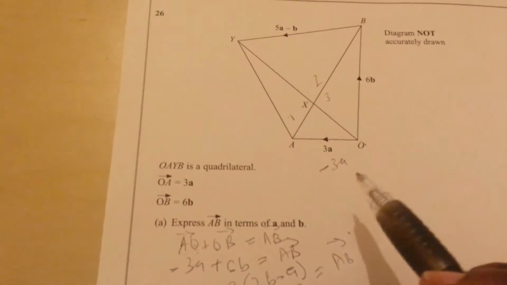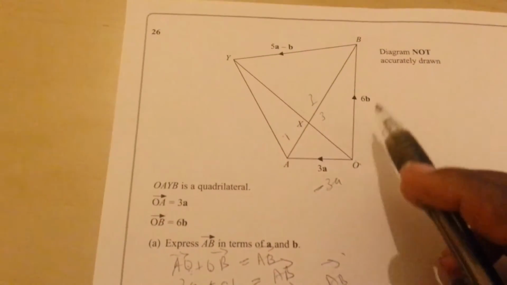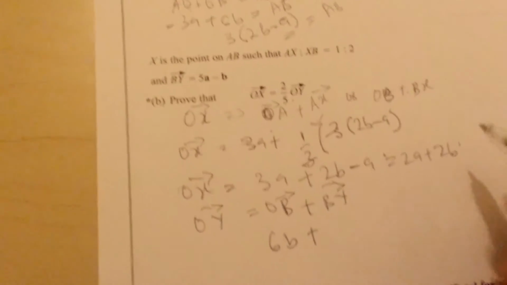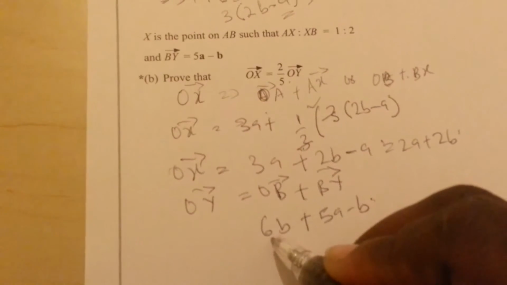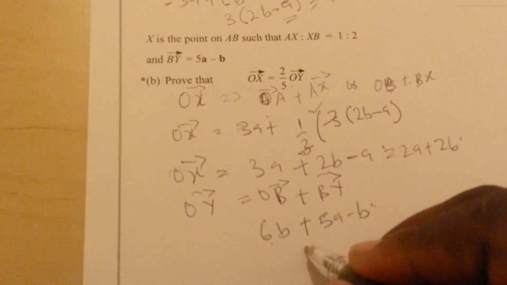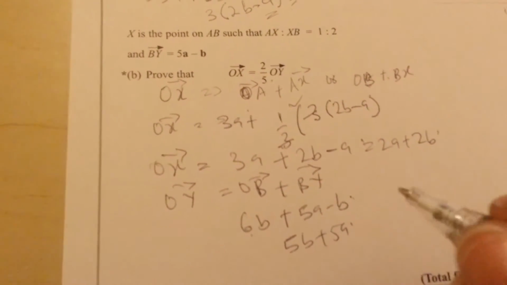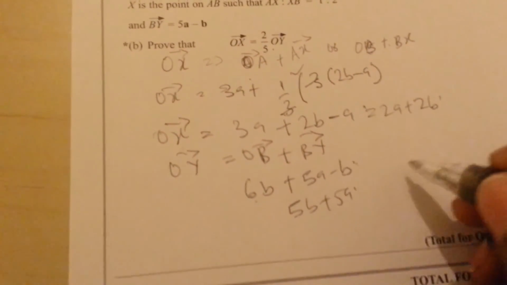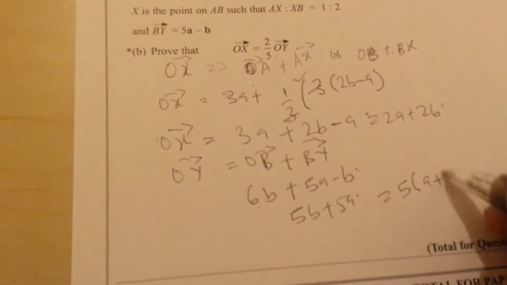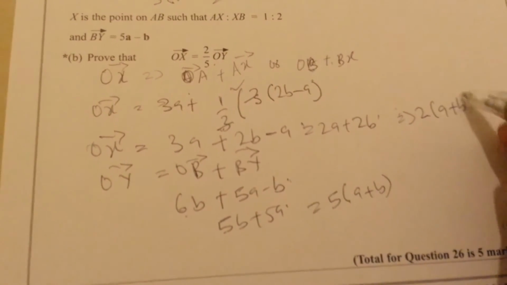Now OB we're given to be 6B. Okay, then our BY we're given to be 5A minus B. Okay, this is actually 5B plus 5A. Okay, now we've established that this is like 5 into A plus B, and OX is like 2 into A plus B.